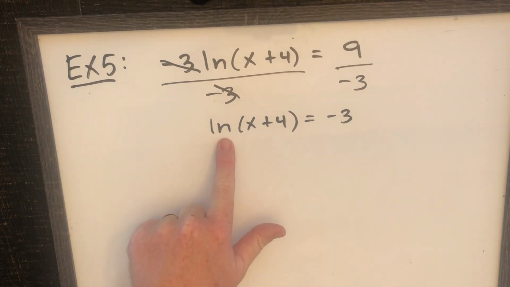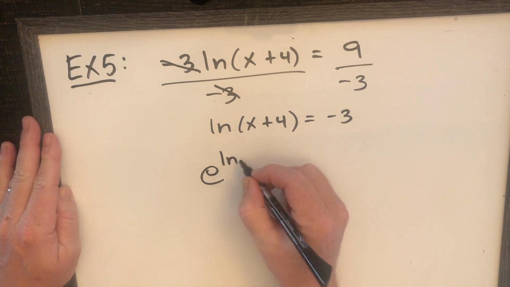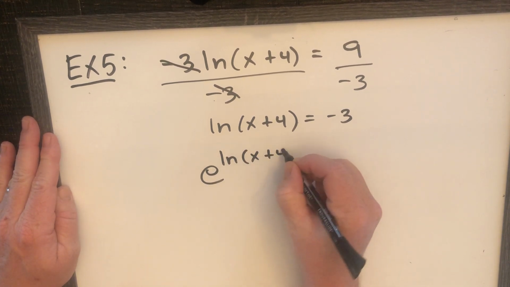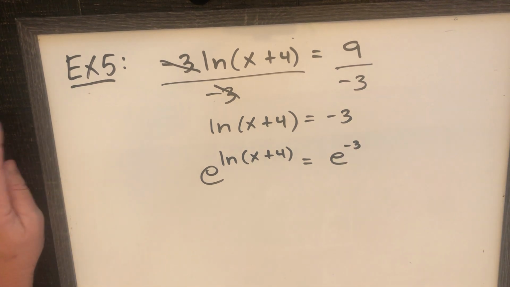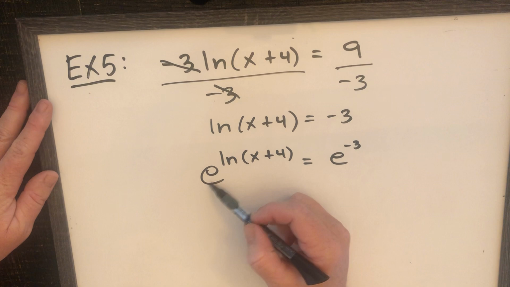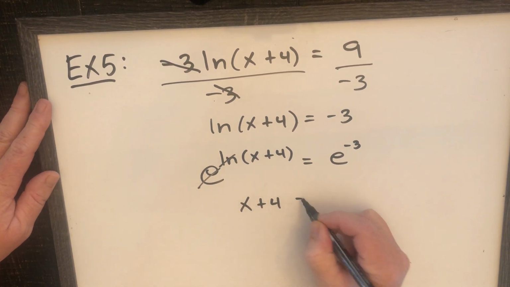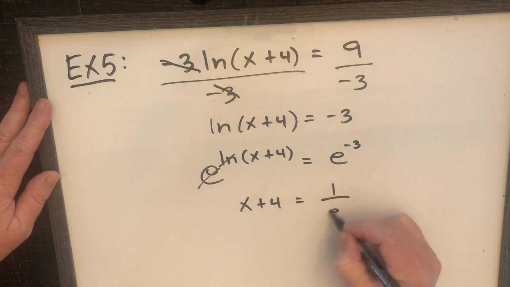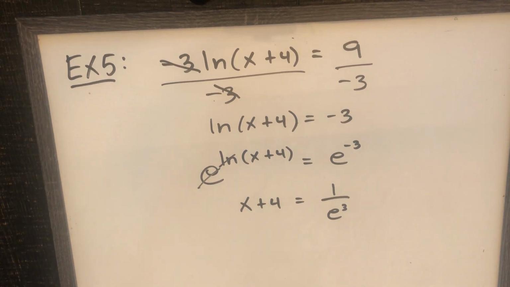Now we have to use the base that's given. So we have natural log, so we're going to use base e. Both sides base e. The exponential and the logarithm are going to cancel out, and we're going to get x plus 4 equals 1 over e cubed. Might as well just do all that in one step.